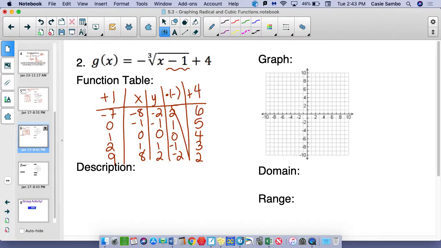I'll graph them. Negative 7, 6, 0, 5, 1, 4, 2, 3, and 9, 2. And I'll connect them.